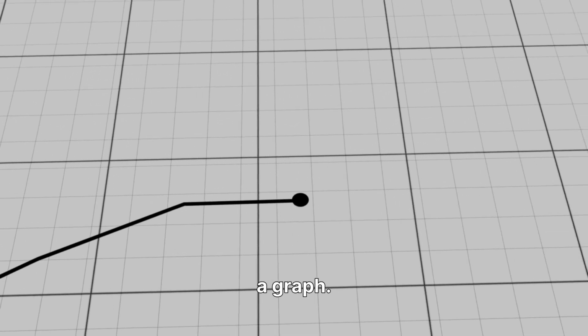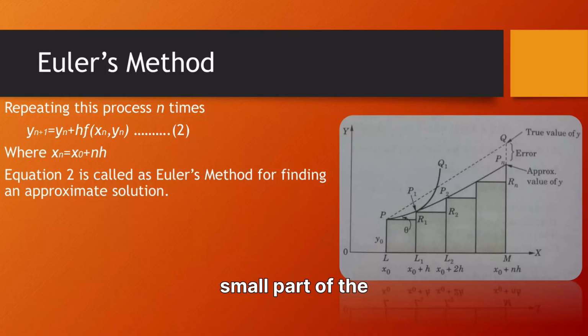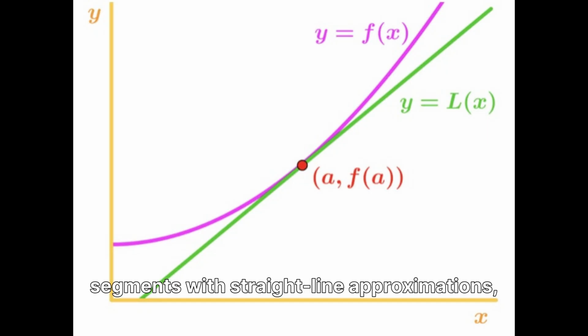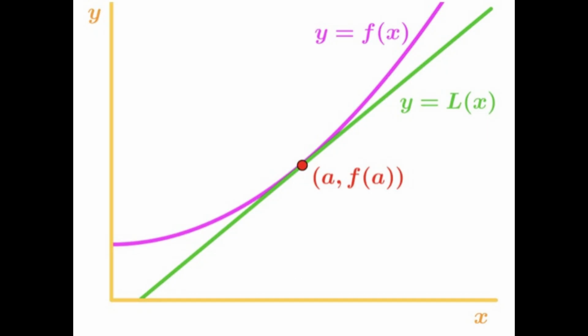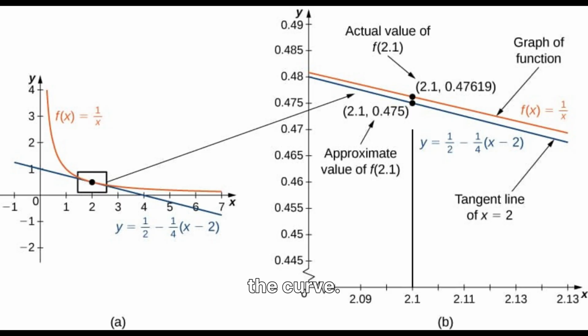Imagine a curve on a graph. Zooming in on a small part of the curve makes it look like a straight line. The Euler method uses this. It replaces tiny curve segments with straight-line approximations, following many short straight segments instead of a complicated curve. Connecting these segments approximates the curve.